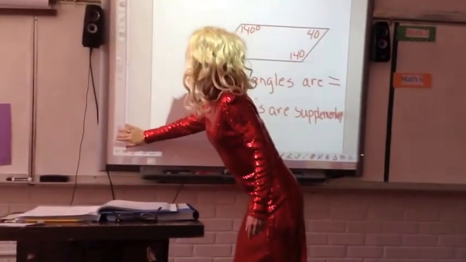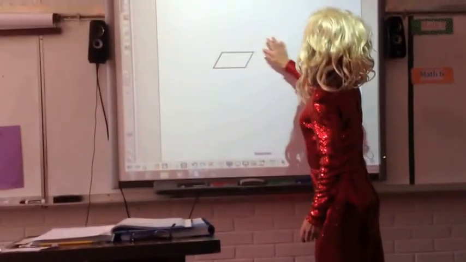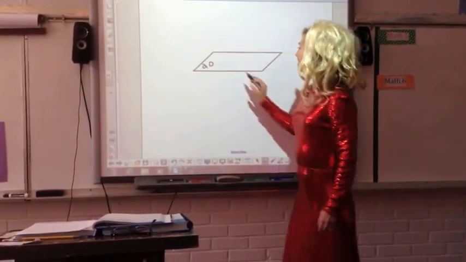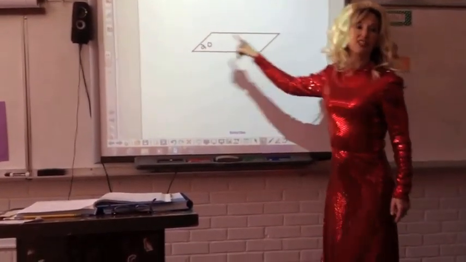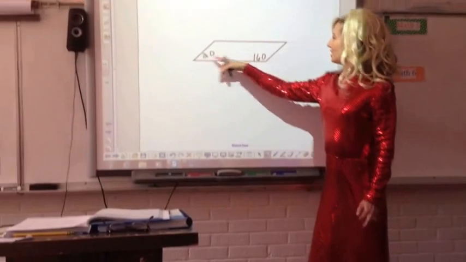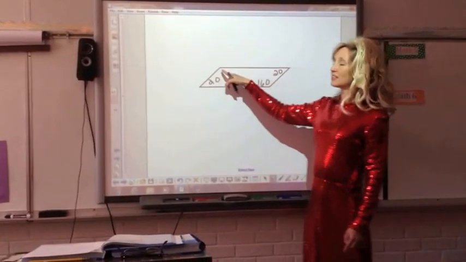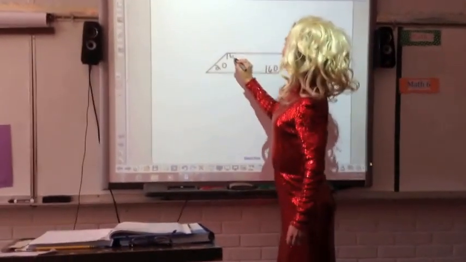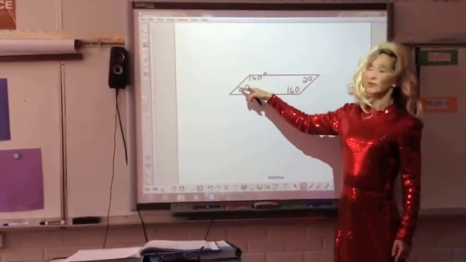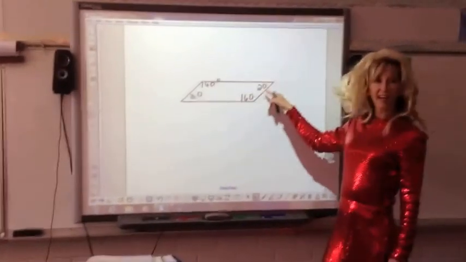Let's do one more parallelogram. All right, if this angle here is 20 degrees, what will this angle be? They're adjacent angles. It'll be 160. If this angle's 20, what will this angle be? 20, good, because they're opposite angles. So what's this angle right here going to be? 160, because they're opposite angles. Also, look, these two are adjacent, and they add up to 180. These two are adjacent, they add up to 180. And these two are adjacent, and they add up to 180.